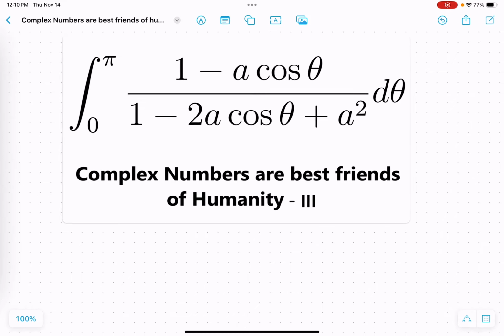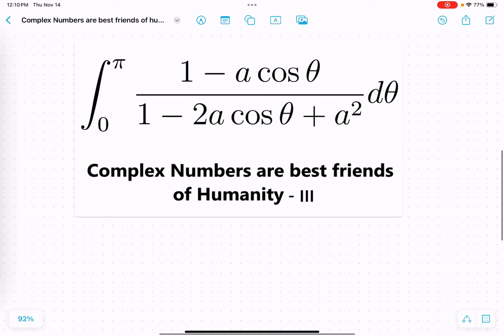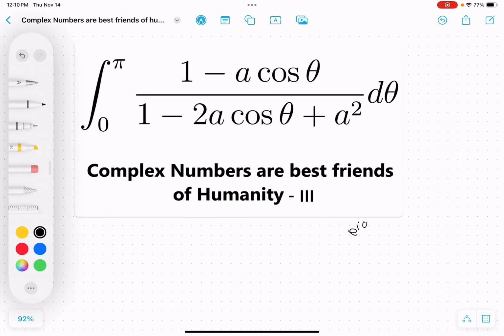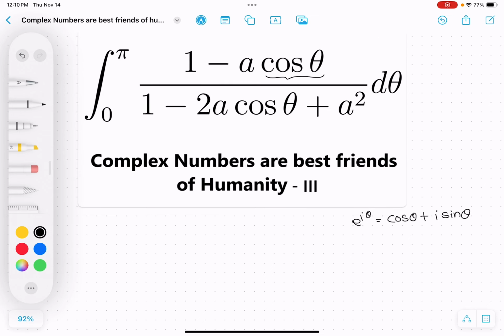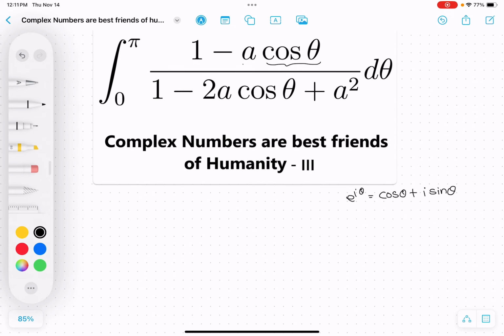How I'm going to approach this problem: first of all, we know that e to the power i theta is just cos theta plus i sine theta. I'm going to write cos theta as the real part of e to the power i theta. Because the real part is linear, I can take the a inside the real part. So I'll do it and show it to you. First I will write cos theta as the real part of e to the power i theta, divided by 1 minus 2a cos theta plus a squared, d theta.